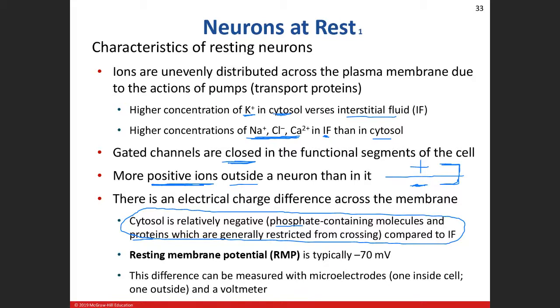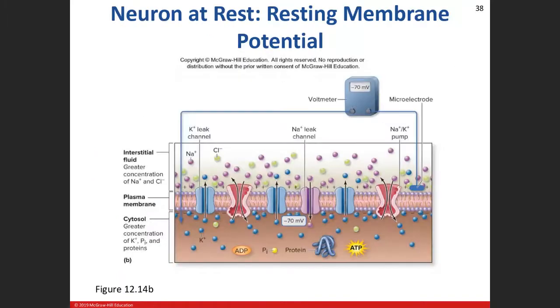So when the neuron is at rest, we take this instrument here called the voltmeter, and it's got two leads. We stick one lead inside the cell and the other one outside the cell. This measures the voltage, or the electrical gradient, across the plasma membrane. And that's the value that we get, negative 70 millivolts. We didn't make it up. We actually used an instrument to figure that out.